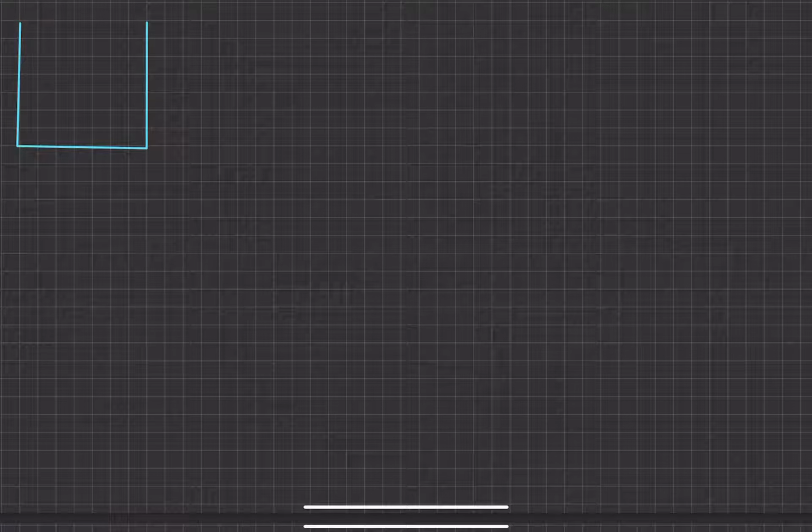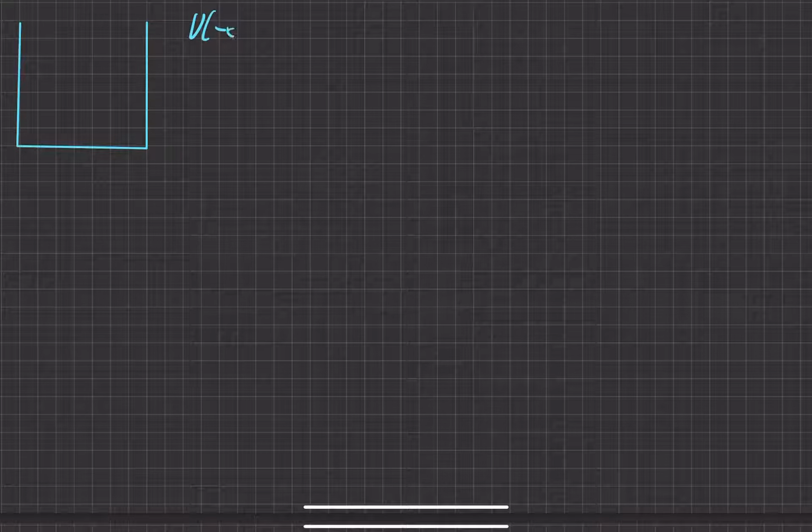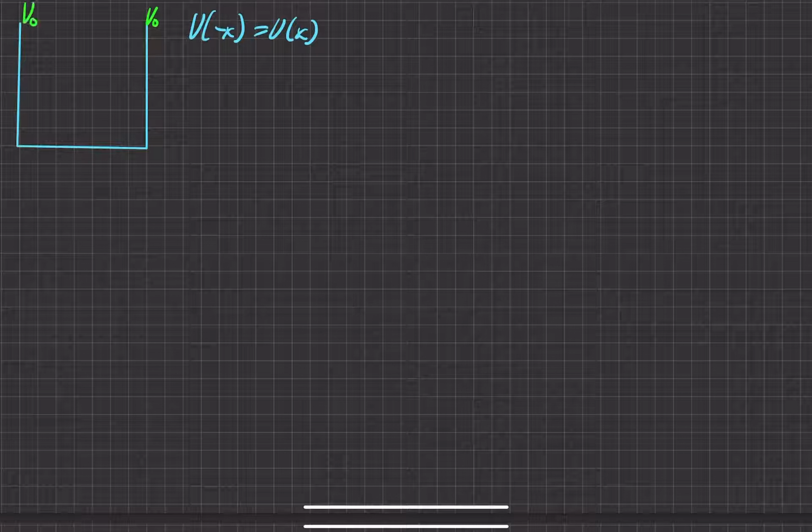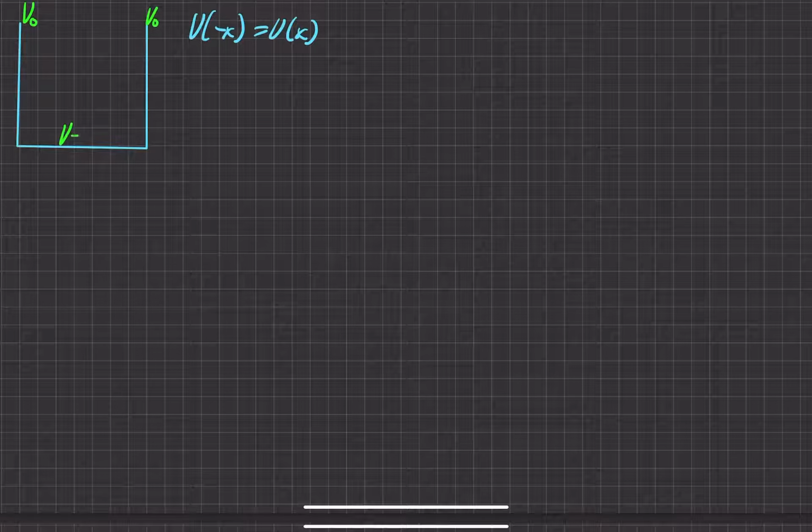So in this question, we've got to show that if we have an even potential, one that looks like this, for example, where we have some arbitrary non-zero potential up here, and this potential down here is equal to 0. This is, of course, the x-axis.